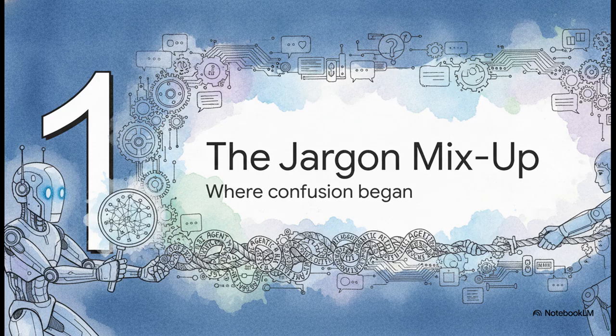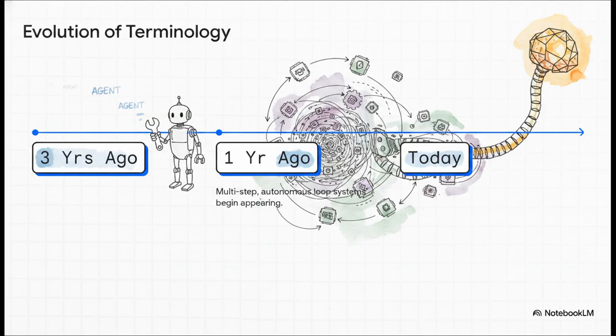Section 1. The jargon mix-up, and where this whole vocabulary collision actually began. Think back to about 3 years ago. Marketing departments got a hold of the word agent, and they applied it so loosely to basically any large language model that had even a single tool attached to it. It was the absolute peak of the hype cycle.